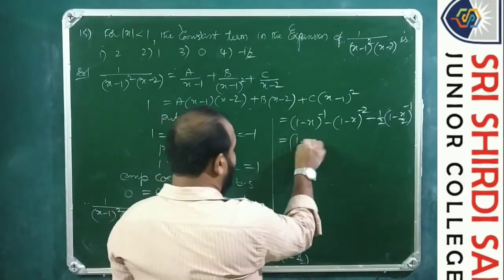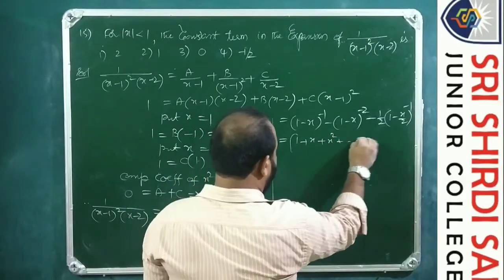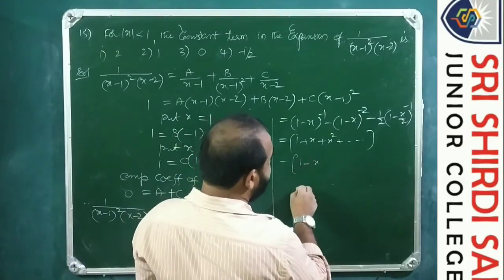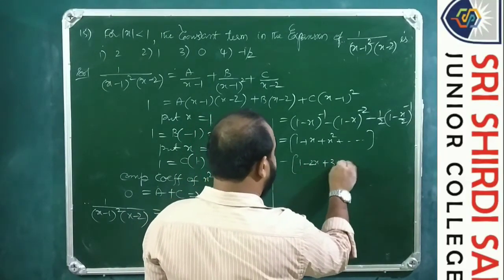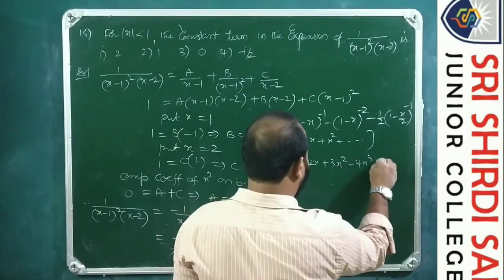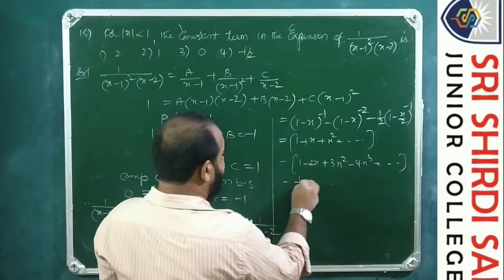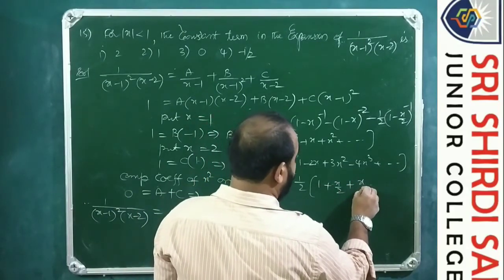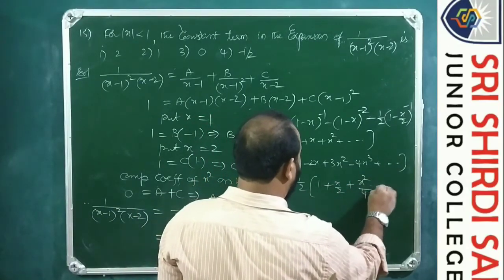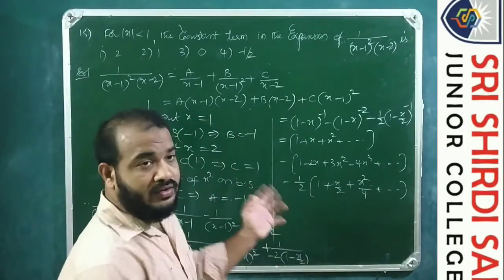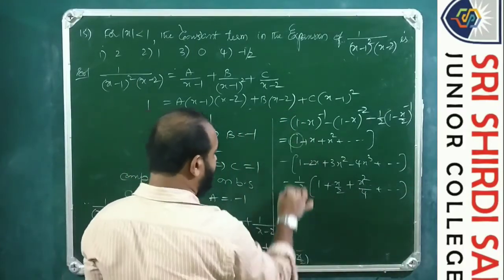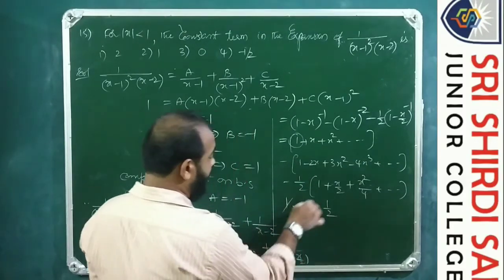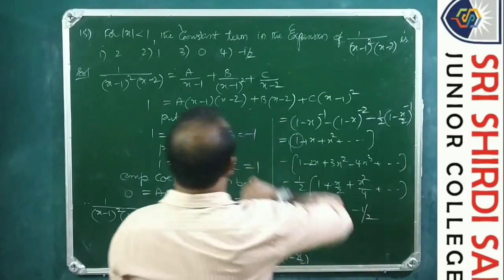This is 1 plus x² and so on. This is minus of (1 - 2x + 3x² - 4x³ plus and so on). This is minus 1/2 into (1 + x/2 + (x/2)², x²/4 plus and so on). So we want the constant term. So the constant term is 1 here, minus 1 here and minus 1/2 here. So 1 gets cancelled, minus 1/2, the option number 4.